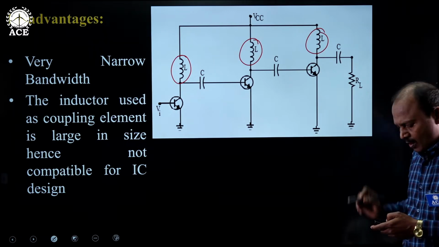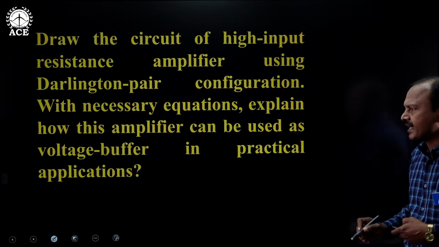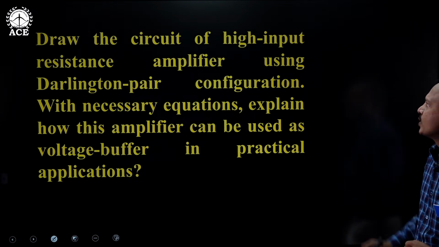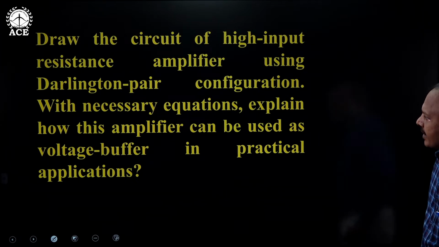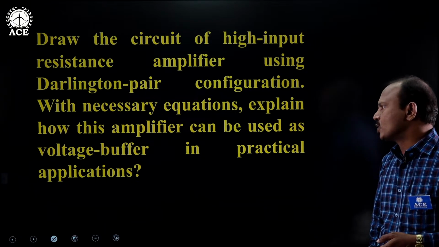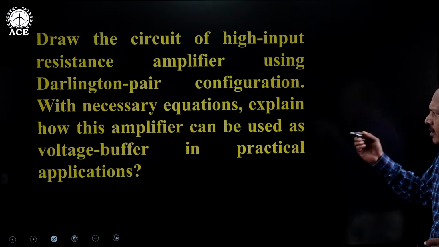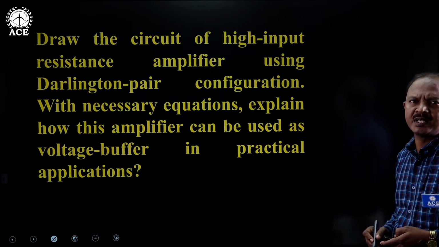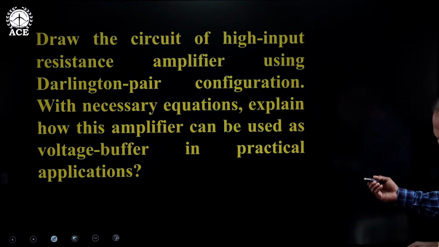Right. Now let us see one more question that has been asked repeatedly in various previous university examinations. That is, draw the circuit of a high input resistance amplifier using Darlington pair configuration, and with necessary equations explain how this amplifier can be used as a voltage buffer in practical applications. This question was asked on a number of occasions in various university examinations. One of the most important questions for university examinations. Now let us see how we can deal with this circuit.